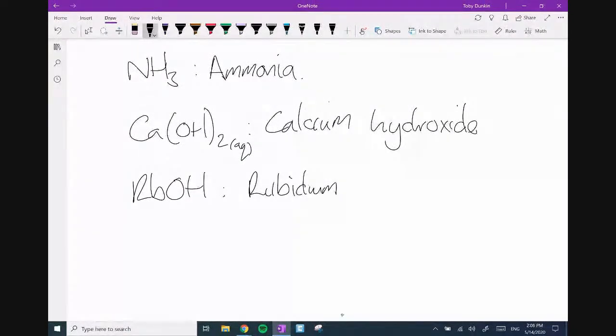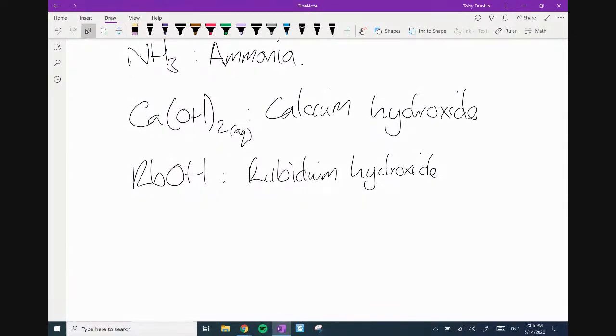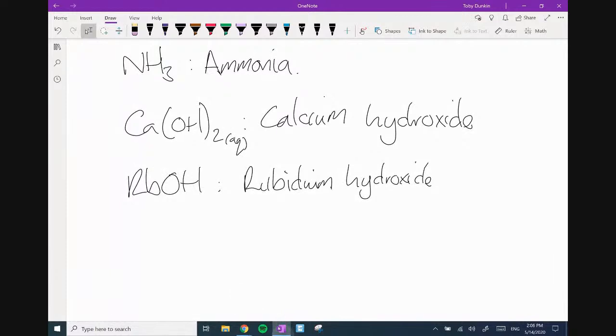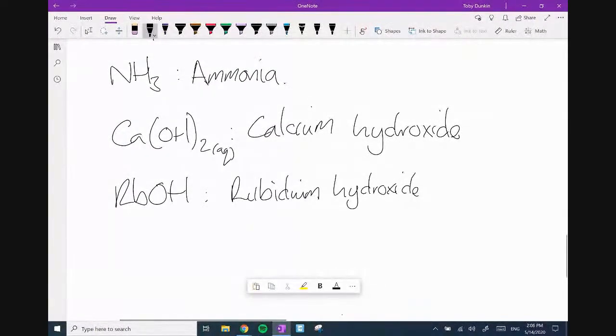Rubidium hydroxide. Rubidium hydroxide. Barium hydroxide, calcium carbonate, yeah. Barium hydroxide, I'm going to skip barium hydroxide, don't really care about it. I'm going to put calcium carbonate, that one's important.